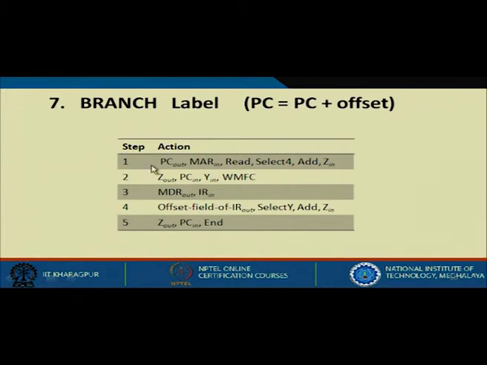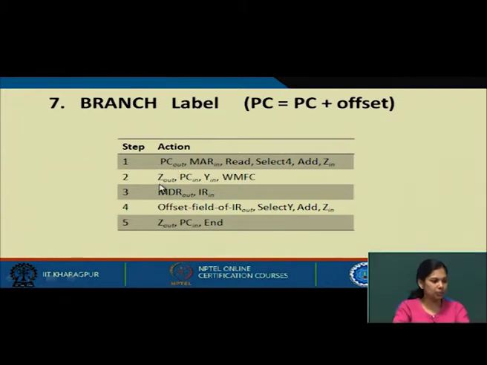Now recall our discussion where we said that in step 2 we are doing Z out, PC in, and we are also doing Y in. And I told you at that point that this Y in is required for branch. Now, let us see why it is required for branch.